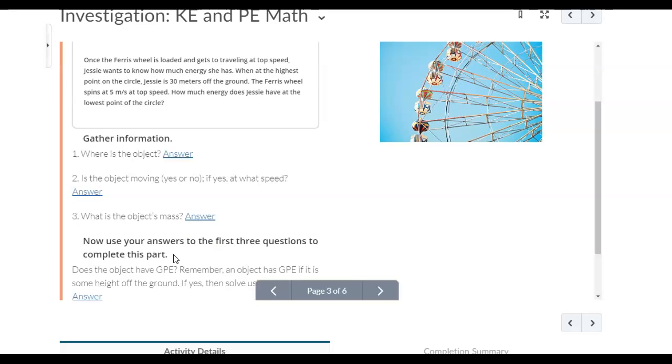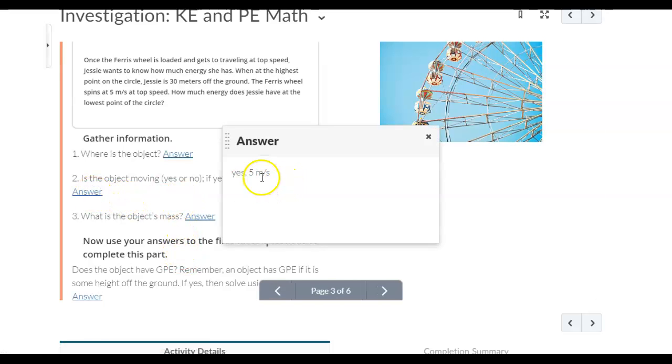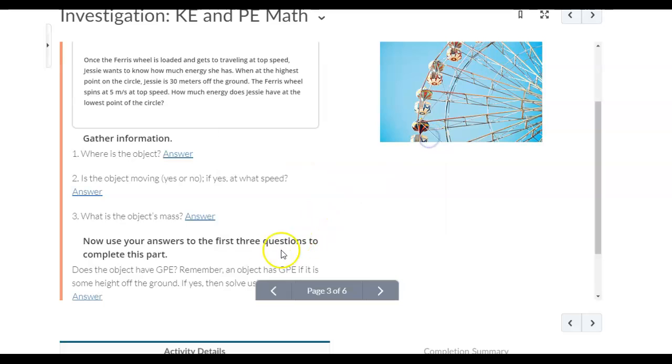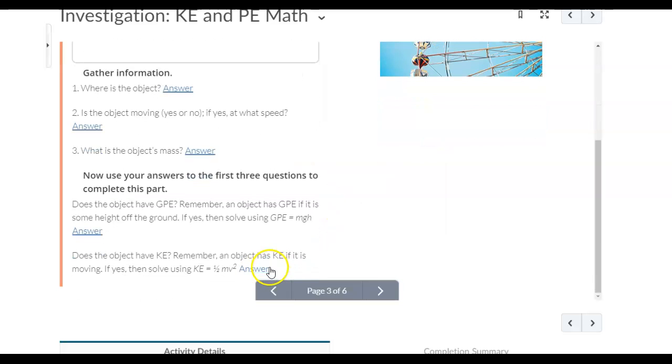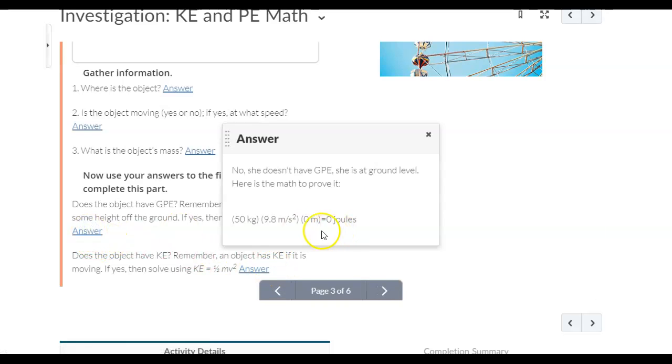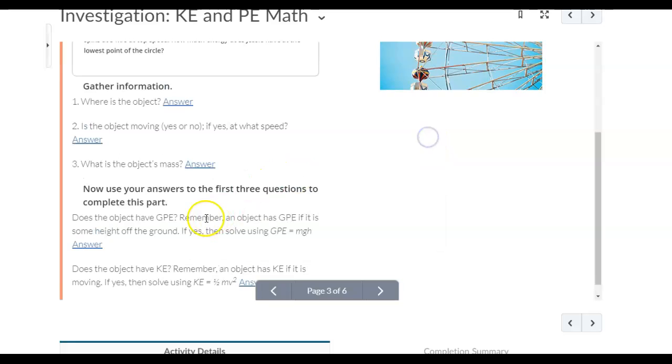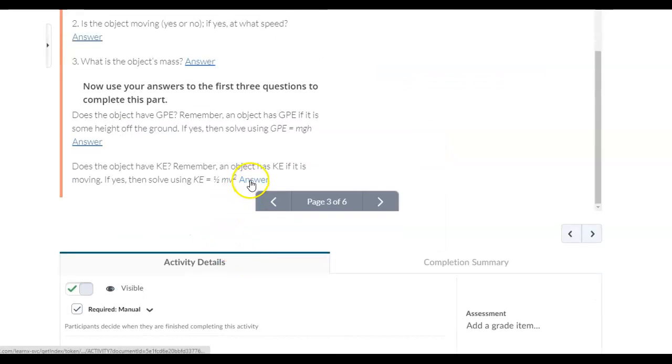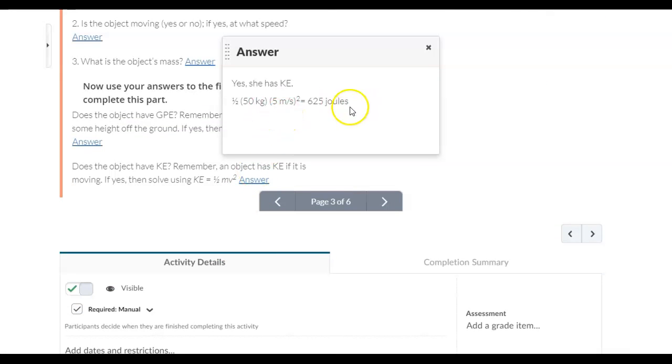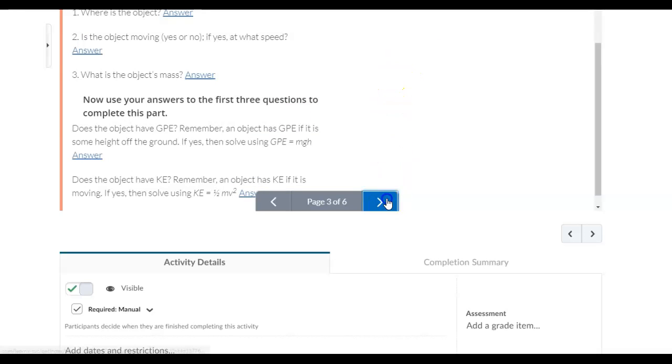The next part of it is, is the object moving, yes or no? It is moving, yes, just like last time. So you'll notice a pattern there. We have already calculated that out. So here it shows you 0, just like we talked about. And again, you have this same answer of 625 joules. That part did not change in this specific example.